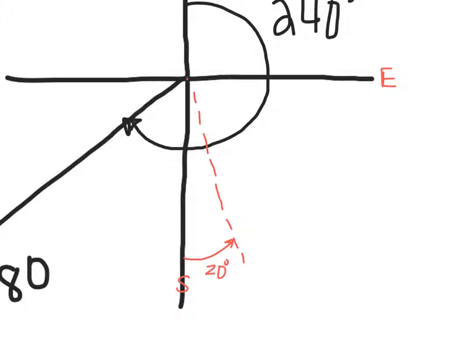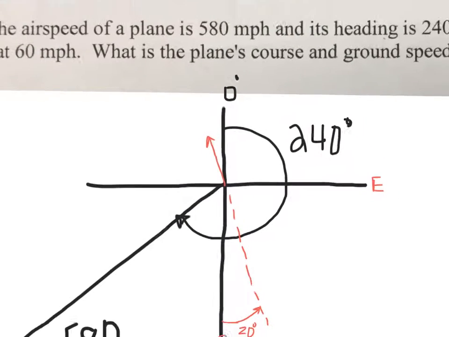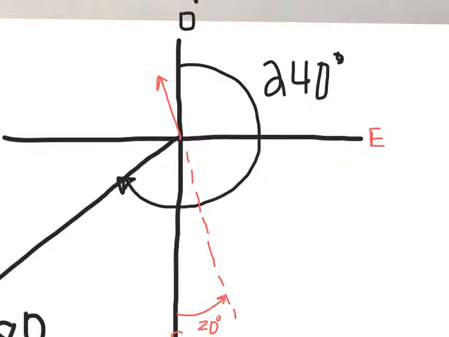So we don't actually draw it until we get to the origin. So there's my wind vector from the origin, where it meets that airplane. And this is blowing at 60 miles an hour.